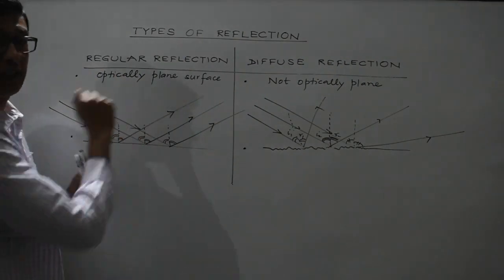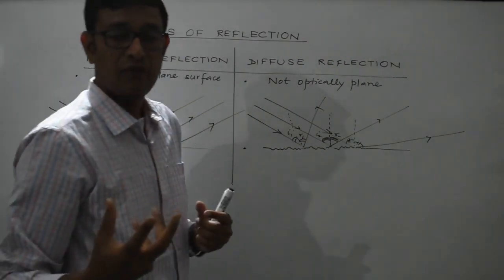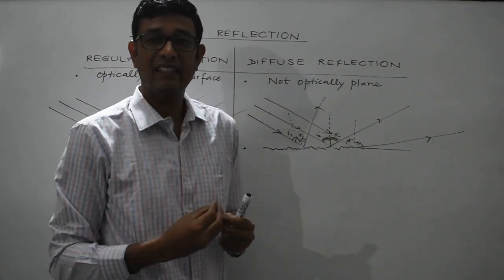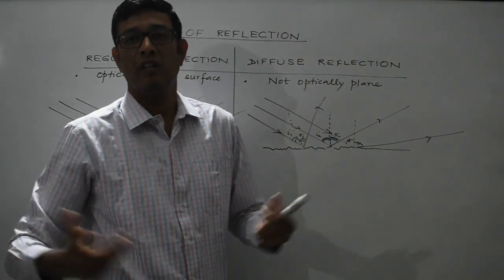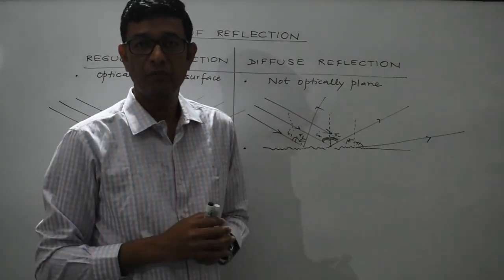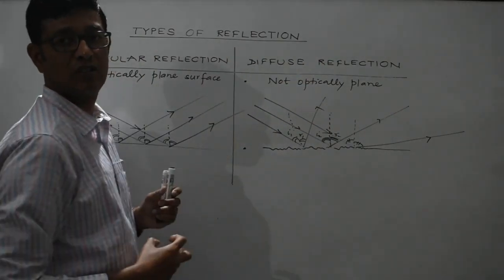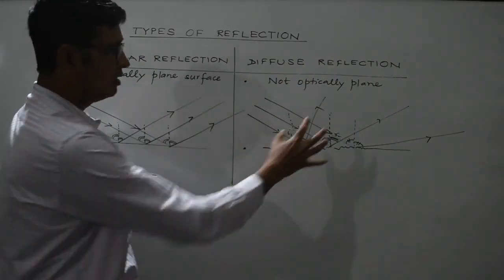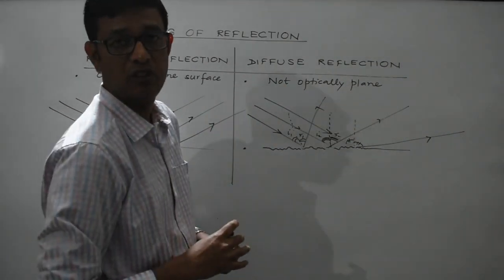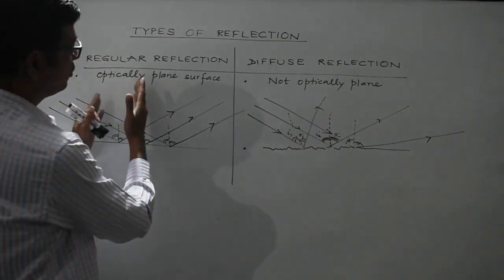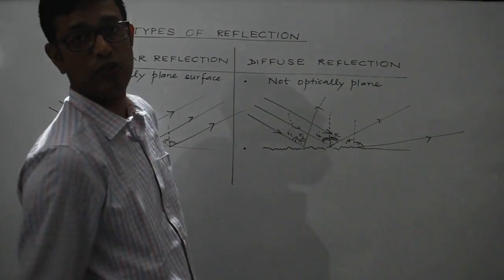In the case of regular reflection, the object will either appear dazzlingly bright or it won't appear, it will appear dark, because the light will get reflected in a particular direction with great intensity. Here, a soft illumination is produced. So, that's the basic difference between regular reflection and diffuse reflection.